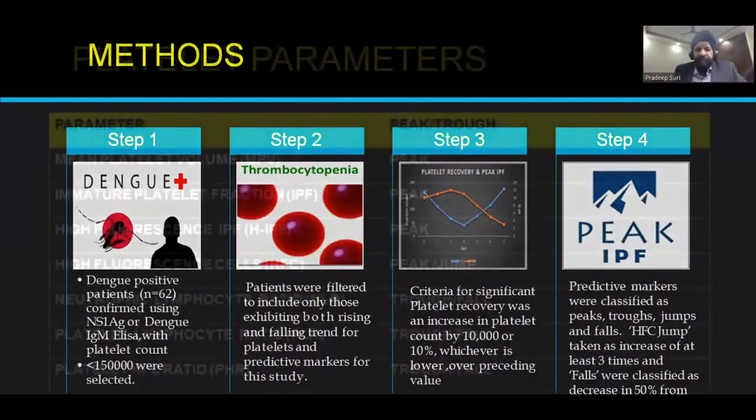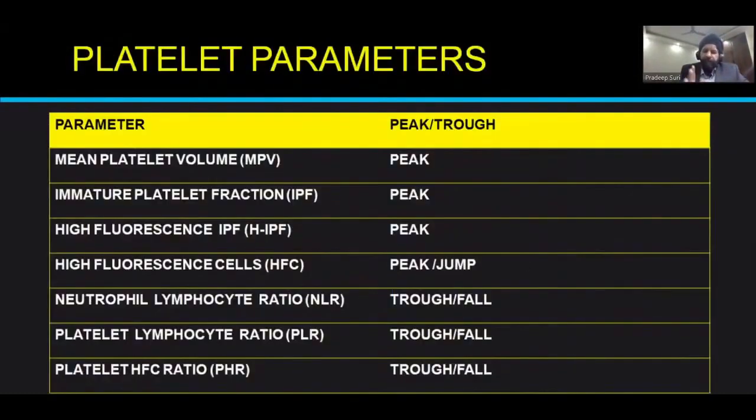So these are the parameters that we measured: MPV or the mean platelet volume, immature platelet fraction or IPF, high fluorescence IPF or HIPF, the high fluorescence cells or the HFC, neutrophil lymphocyte ratio, platelet lymphocyte ratio, and platelet HFC ratio. For each of these parameters, we also measured their peaks and their troughs, as well as for HFC we measured both peak and jump, and for platelet HFC ratio we measured both the trough as well as the fall.